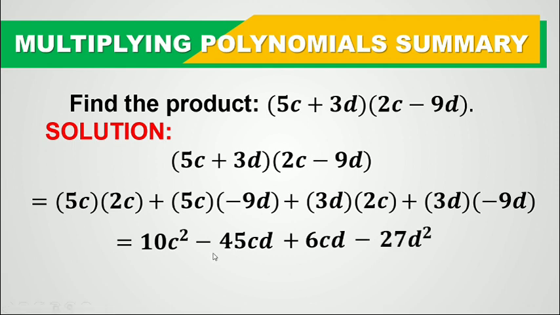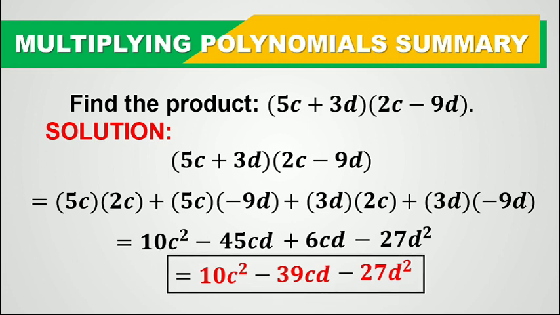And we could still combine these because they have the same variables. So they are similar terms. So let's copy 10c squared, and combine these first. Negative 45cd plus 6cd, that's negative 39cd. So minus 39cd, and then let's copy this one, minus 27d squared. So this is the answer for this particular question.